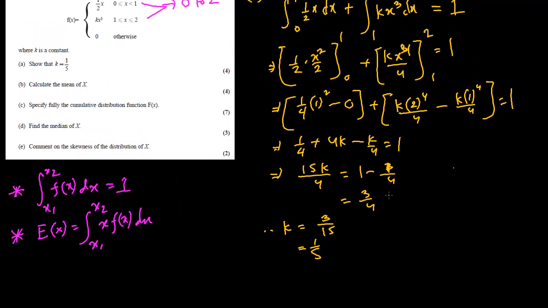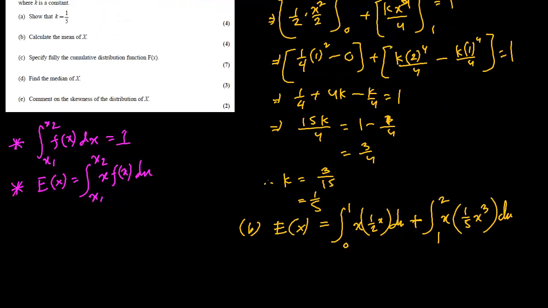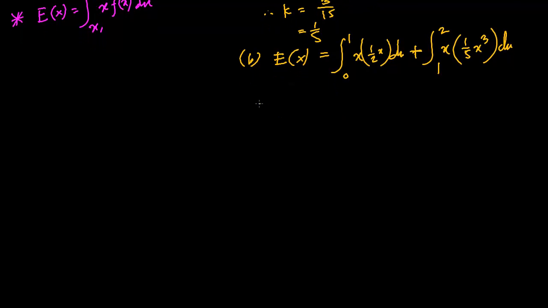let me write it over here. Question number B. Expected value equals limit. The first limit is 0 to 1. So x f(x) is half x, dx plus 1 to 2 x f(x). f(x) is k. k is now 1 by 5, we already know. x cubed dx. This would give us the expected value. So it's better to do it separately to prevent any mistake.